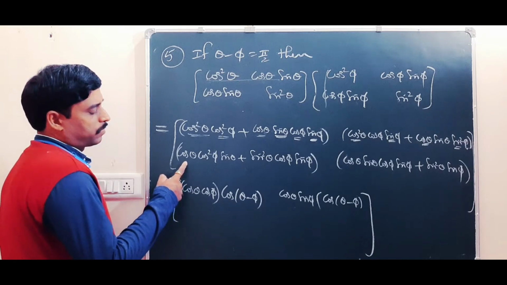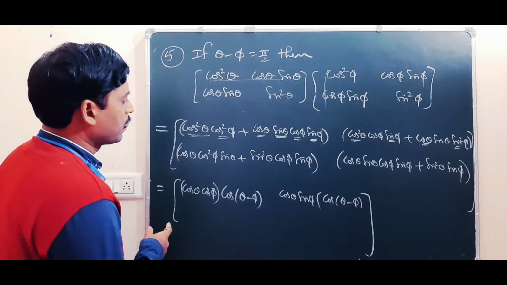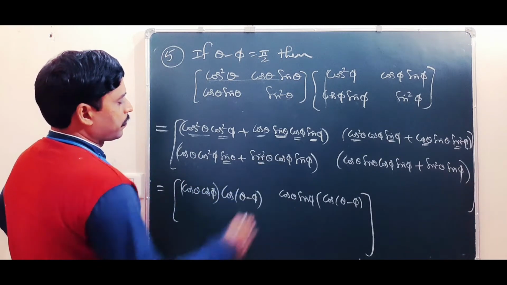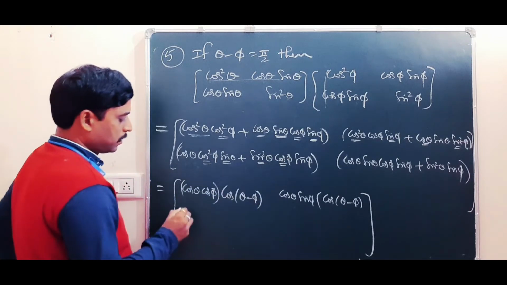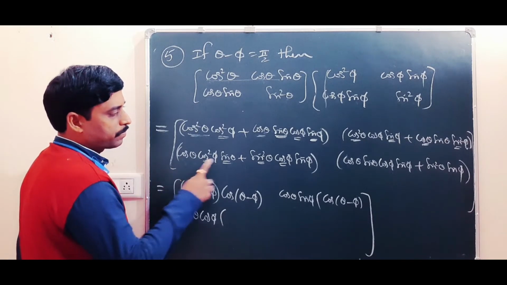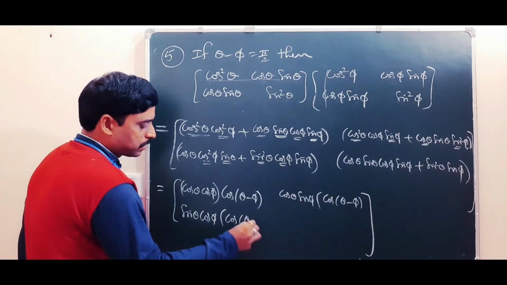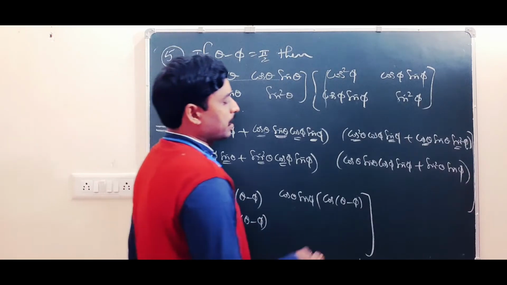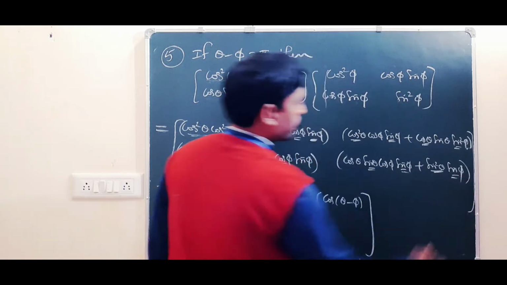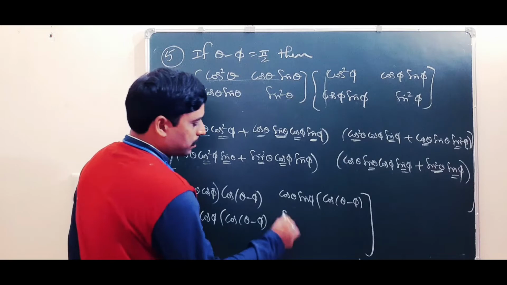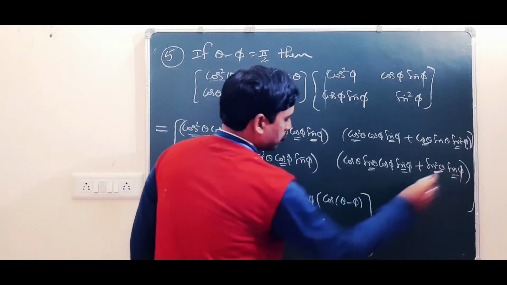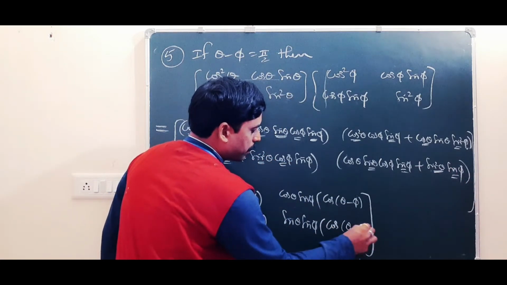So in the first row second column, and in the second row first column, take sin theta as well as cos pi common, sin theta cos pi. It will be cos theta cos pi plus sin theta sin pi, which is cos(theta minus pi). In the second row second column, take sin theta as well as sin pi common, sin theta sin pi. It will be cos theta cos pi plus sin theta sin pi, which is cos(theta minus pi).